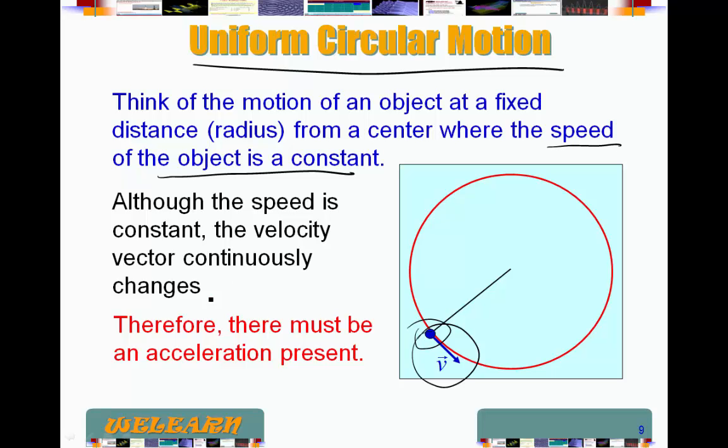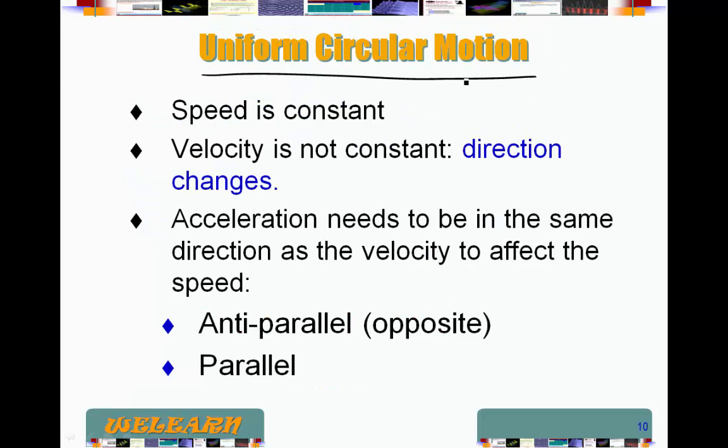So again here, the speed is constant. However, since the direction is going to continuously change, we know that the velocity is changing, then we know there must be an acceleration. Remember the definition of acceleration? It is change in velocity over time. In this case, the change in velocity is occurring because of a change in direction. A few pointers. For uniform circular motion, the speed is constant, the velocity is not constant because the direction changes, and we need an acceleration.